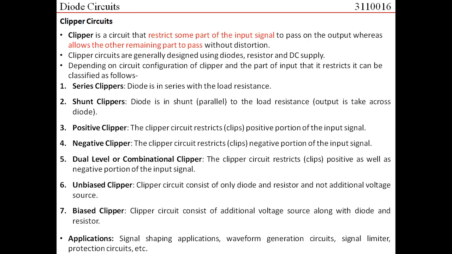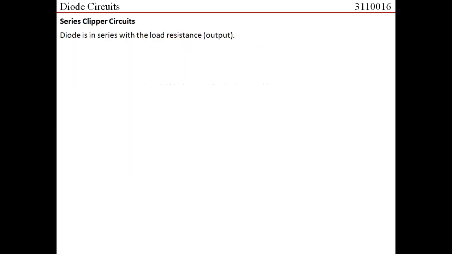Popularly, we would divide clippers into two types, series and shunt, and we would take examples of these. What we expect to be asked in the examination on this is that most probably you would be given a circuit for which you are supposed to identify the operation. That is, for the given input waveform, you are supposed to find what would be the output waveform. So let us start with a known example of a series clipper.